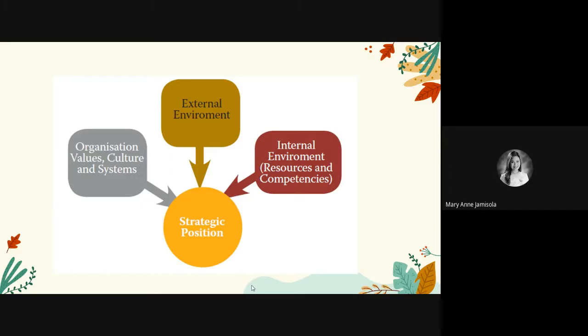And we can also use Porter's five forces, which are your competitive rivalry, supplier power, buyer power, threat of substitution, and threat of new entry. These topics have already been discussed in your BA subjects, so we need not discuss them here.